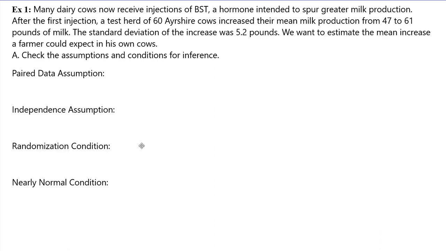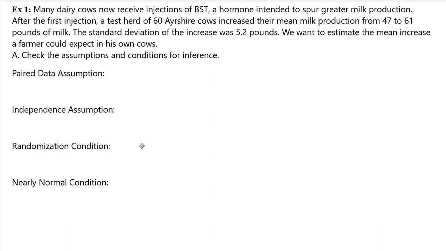All right, example 1. Many dairy cows now receive injections of this hormone intended to spur greater milk production. After the injection, a test herd of 60 Ayrshire cows increased the mean milk production from 47 to 61 pounds of milk. The standard deviation of the increase was 5.2 pounds. We want to estimate the mean increase the farmer would expect on his own cows. So check the assumptions and conditions for inference.